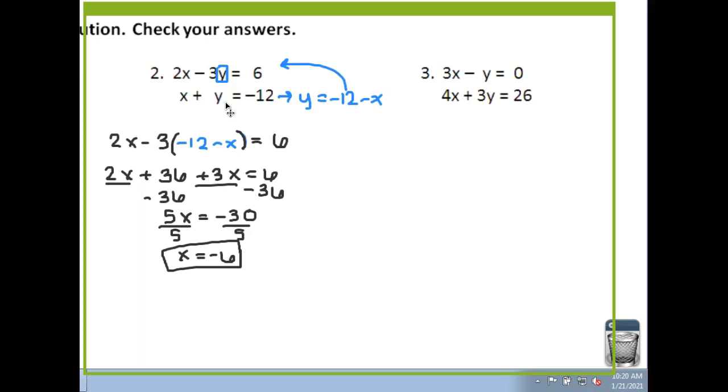I'm not done. I need to know y. So maybe I plug x into the solved for y. So I get negative y minus a minus 6. So that turns to a positive. Negative y plus 6 gives me a negative 6 for y as well. And that should make sense because negative 6 plus negative 6 is negative 12.